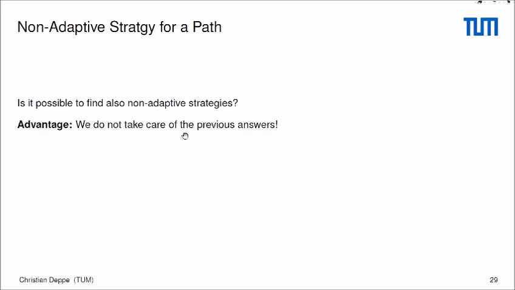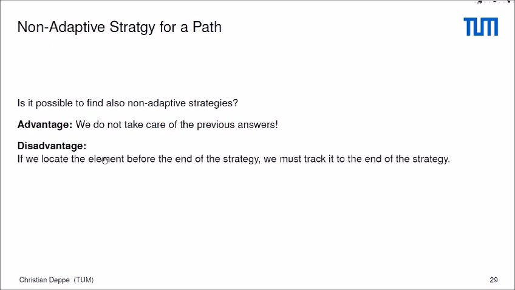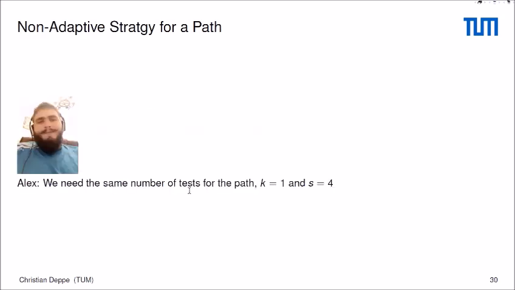And this is also the advantage. We do not take care of the previous test result. And the disadvantage is, of course, if we locate the element before the end of the strategy, we have to keep track of it, because we cannot stop, because we don't know the answers. And so we cannot stop like we did in the adaptive case. So we have to keep track of it. So the question is, how many more tests do we need?